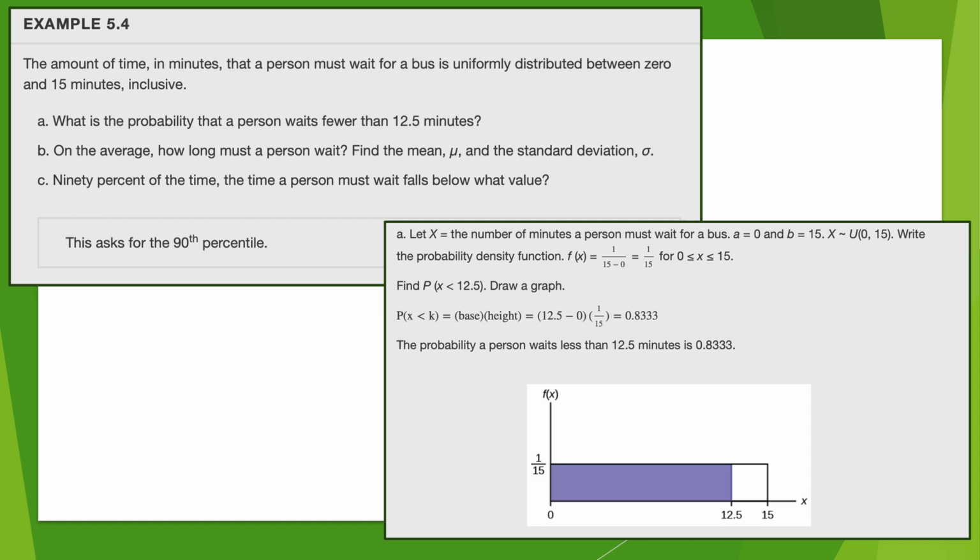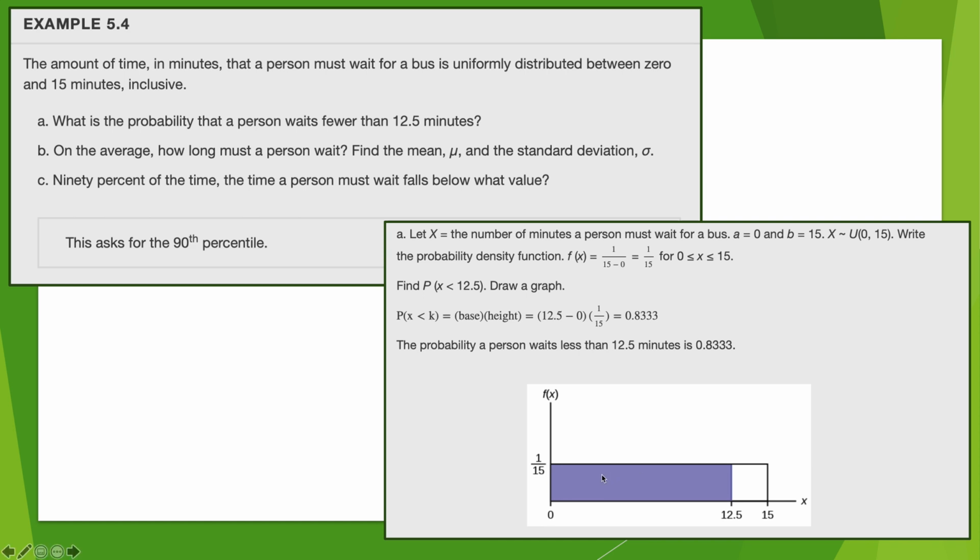The probability density function would be f of x is 1 over 15 minus 0. And that's got to be 1/15 all the way through. Then I draw a graph. We go from 0 to 15 on the graph. And we know that the probability is 1/15 because everything is uniformly distributed, equally probable.